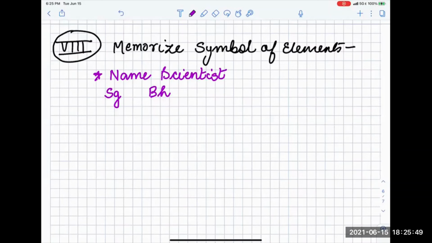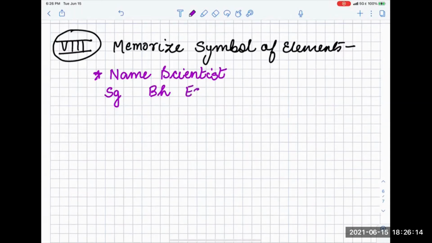Let's see what else is there. I'm just trying to see the names of a few more people. Einsteinium is Es. So these are the common ones, and Nobelium, after the Nobel Prize. So these are the names of the scientists.